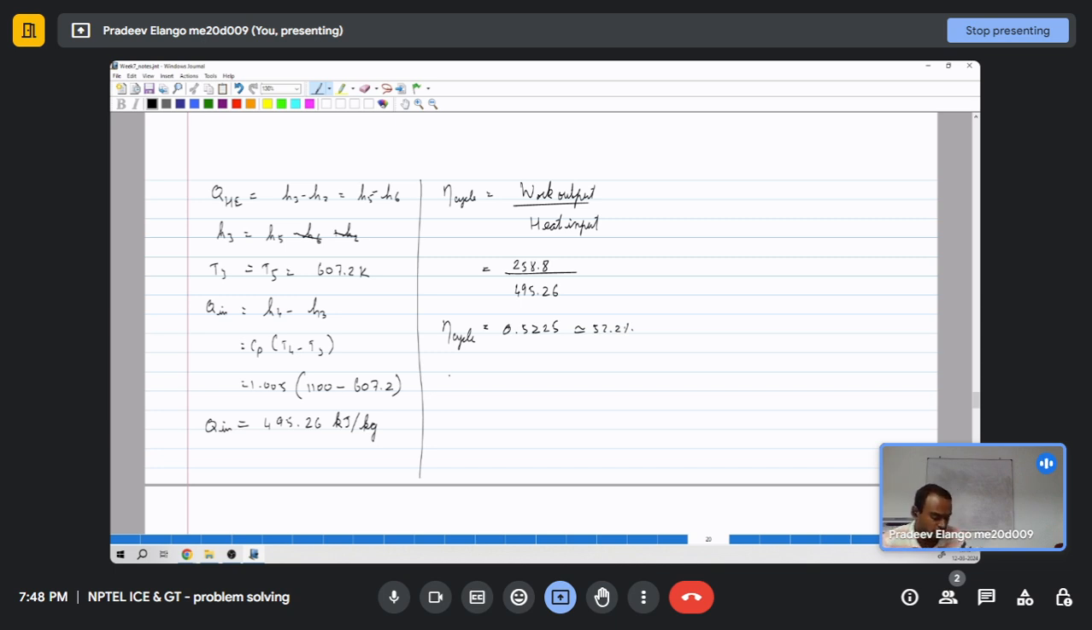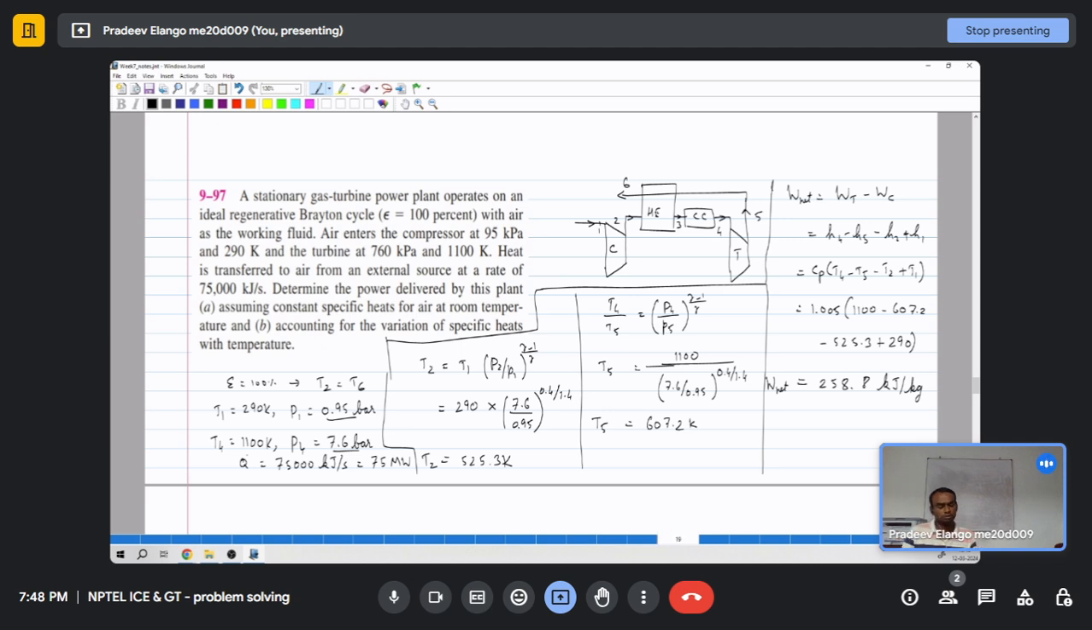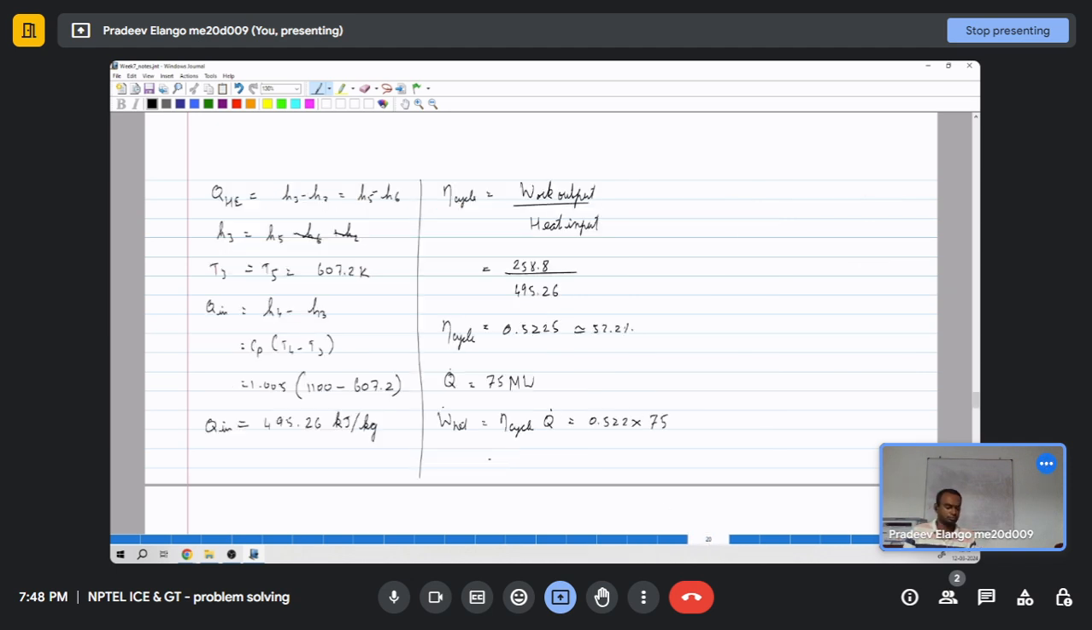Now the Q dot is given as 75 megawatt. So W net dot is the efficiency of the cycle times Q dot. The efficiency of the cycle is 0.522, and Q dot is 75. So this is 39.2 megawatt. So this is the output of the power plant.